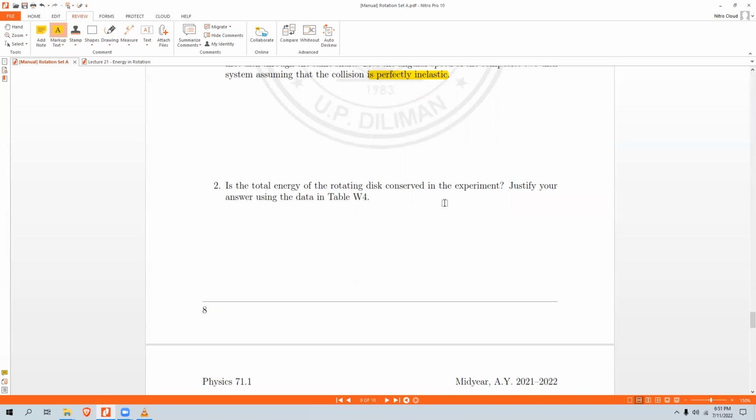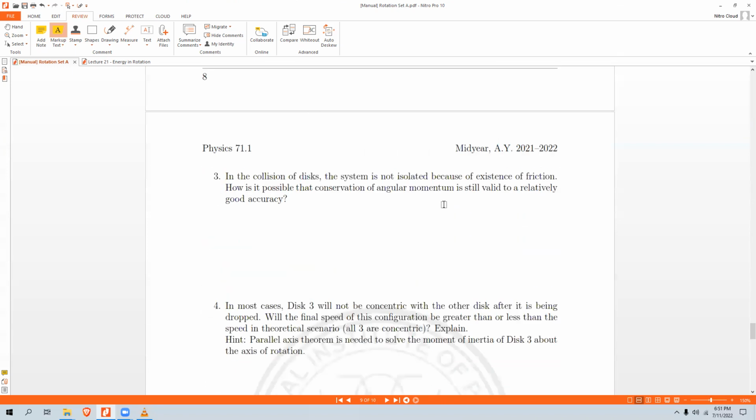Number 2: is the total energy of the rotating disk conserved? You can justify this using data in table W4. Number 3: in the collision of disks, the system is not isolated because of friction. How is it possible that conservation of angular momentum is still valid? This will be an explanation, maybe not more than 2 sentences.